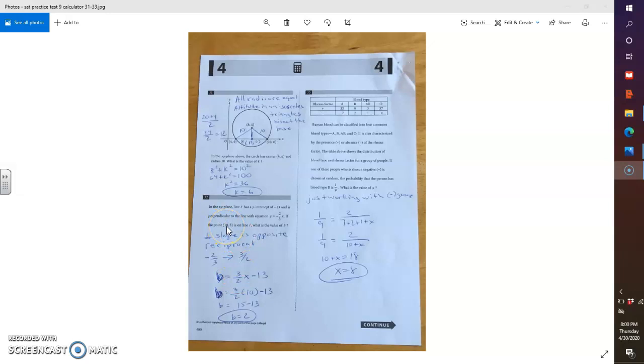Now they want to know what b is. Well, my x is 10, so I can plug 10 in for x, and I'm just solving for b. 3/2 times 10 is 15, and 15 minus 13 is 2. So my b equals 2, and once again, answer what they're asking for.